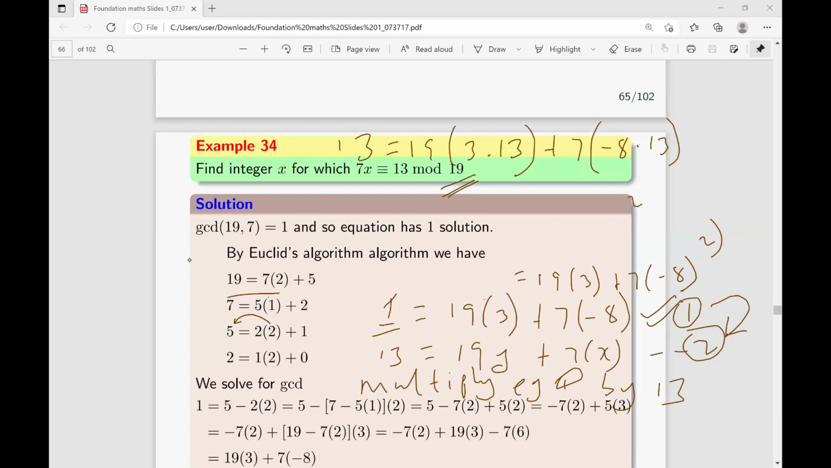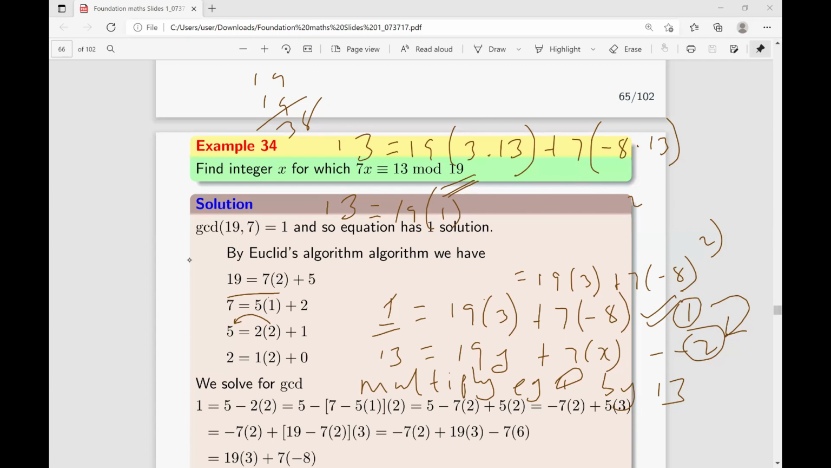So what I get here is 13 is equal to 19 times 39. Reduce it to mod 19. And you have what? You have 1, is it? What is 19 times 19? 38. So you have 1. The remainder. Is that okay?